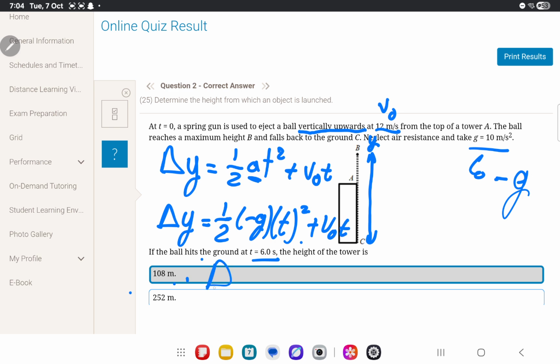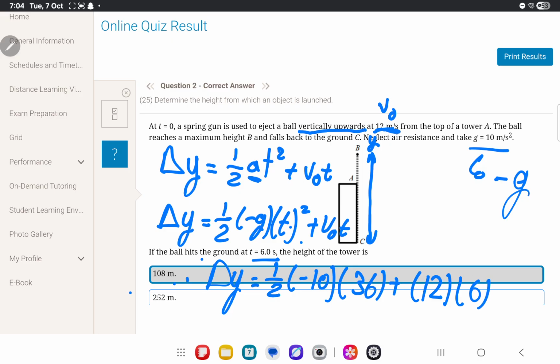Okay, I have everything given to me already, so I don't need to worry about anything. Half times negative 10, right? Because they told me take g as 10 meters per second squared, into t equals 6, so we're going to take 6 squared, 36, plus v0t. Now, v0, as I said, is 12 meters per second, it's given to me, and t is 6. Okay, doing this on a calculator, 0.5 into negative 10 into 36 plus 12 into 6, gives you negative 108.